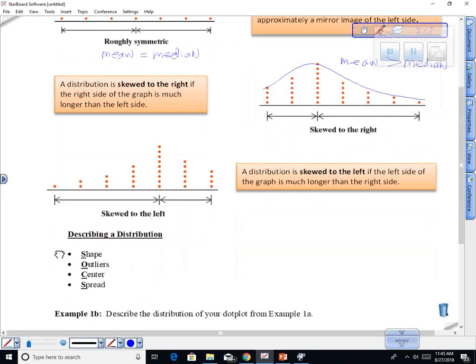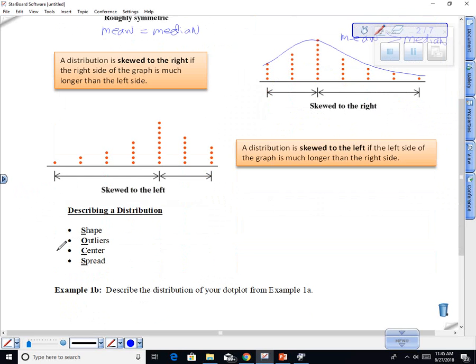And then in the last one, I have a skewed to the left distribution. That's because most of the data is up here, and then as you go down, you can see the tail is to the left. Another way to say that is it's skewed to the lower numbers.